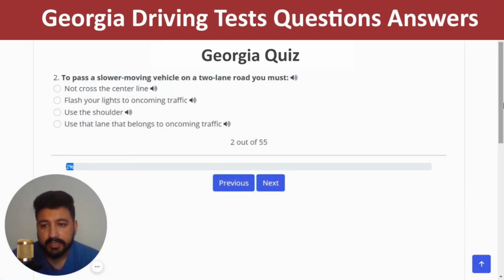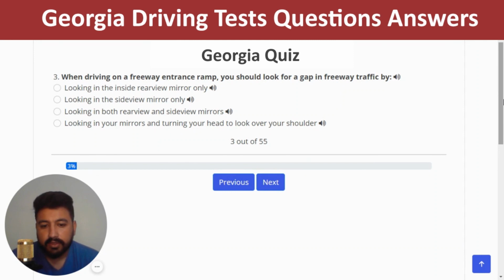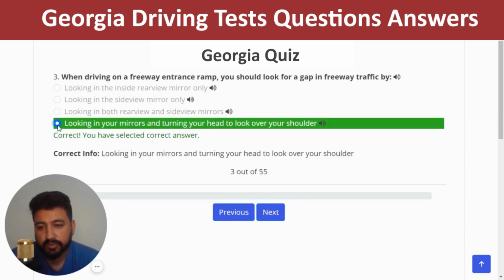The second question is, to pass a slower moving vehicle on a two-lane road, you must, the right answer of this question is, use that lane that belongs to oncoming traffic. So I'm going to click on the last option, which should be the right one. The third question is, when driving on a freeway entrance ramp, you should look for a gap in freeway traffic by, the right answer is, looking in your mirrors and turning your head to look over your shoulder. So it seems like the last option is the right one. So I'm going to click on the last option.